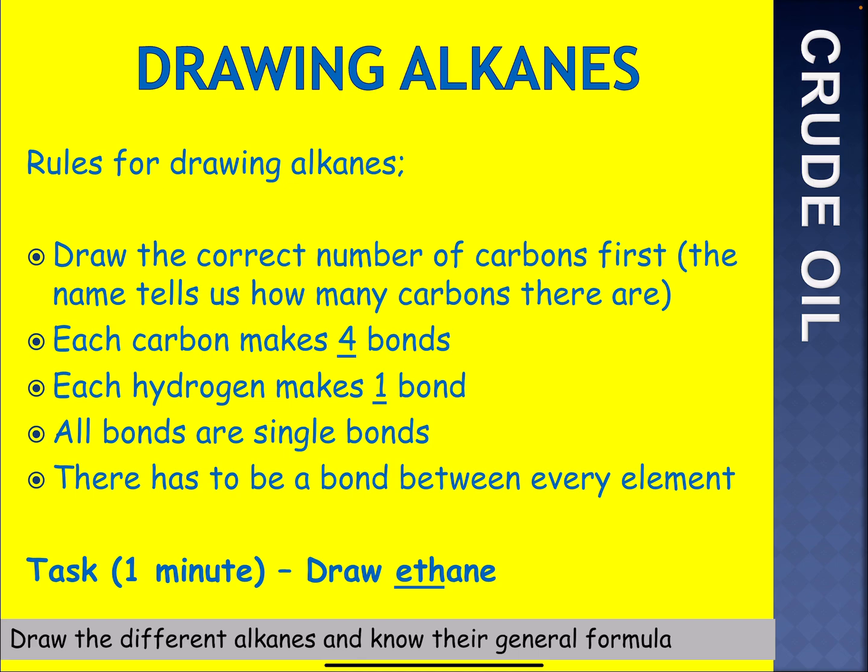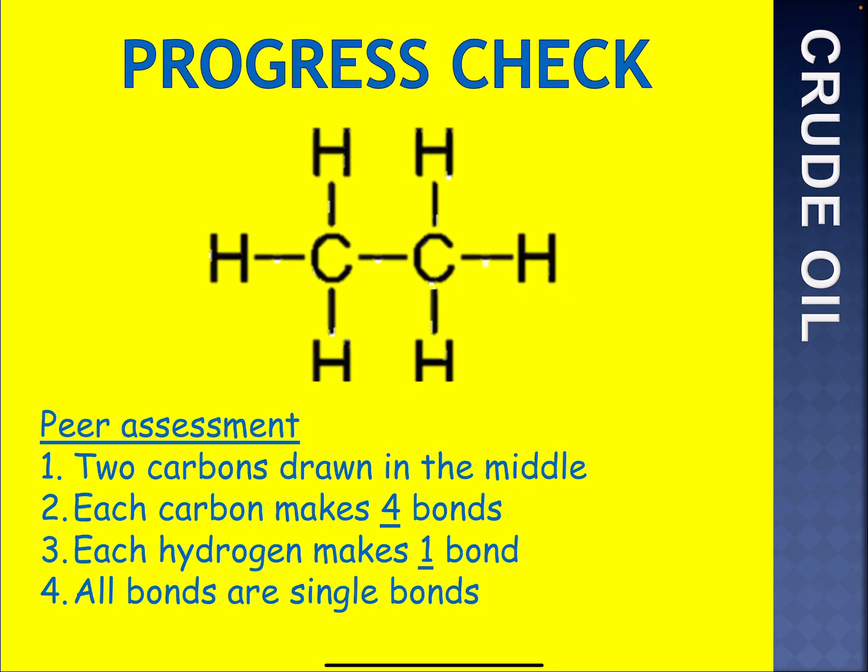Hopefully what you've got is 2 carbon atoms in a line surrounded by 6 hydrogen atoms. So the formula should be C2H6 there. Hope you got it. 2 carbon atoms surrounded by 6 hydrogen atoms, each bond between the carbon and hydrogen being a single covalent bond.